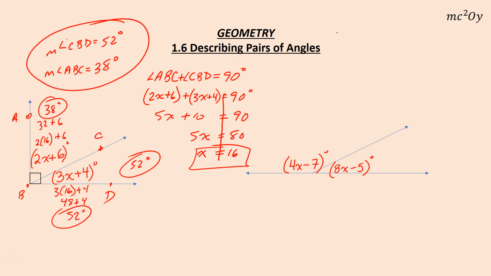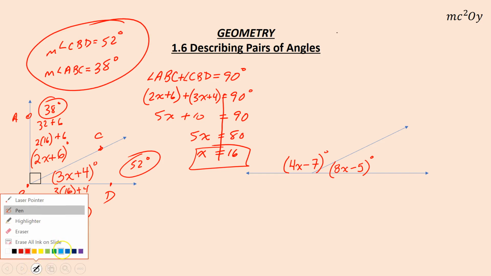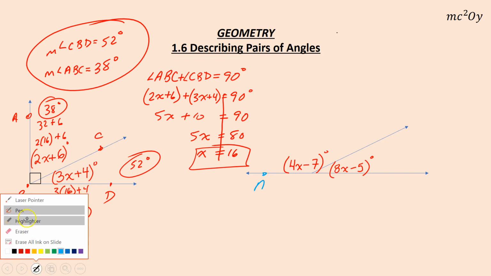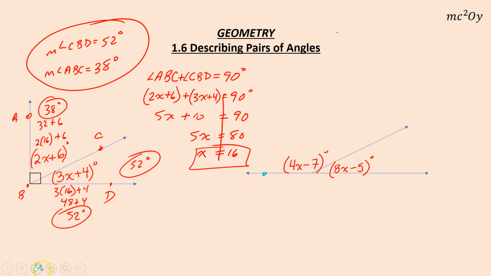All right. And now if we come over to the next one, we have just a linear pair. And in this one, let's label these. We'll call this one, no, let's not use ABC again. Let's use XYZ. And we'll label this one Q. Okay, so we know that the measure of angle XYZ plus the measure of angle ZYQ equals 180.